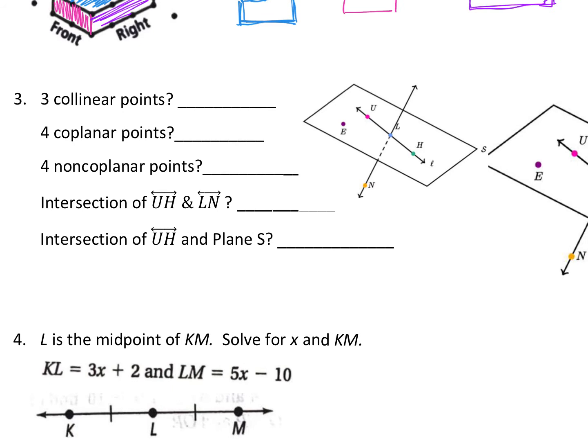So when you're looking at this picture, 3 collinear points. What does that mean to be collinear? On the same line. So give me 3 collinear points right here. U, L, and H. That's the only option. Point U, point L, point H. Make sure if you're naming points for me, name it as a point. Put the little point in front of it, okay? Point U, point L, point H. They're on the same line.